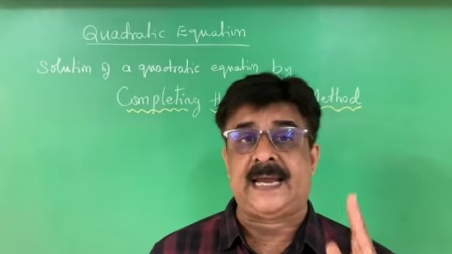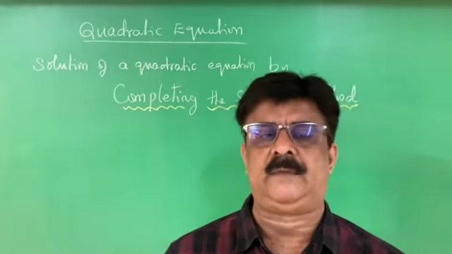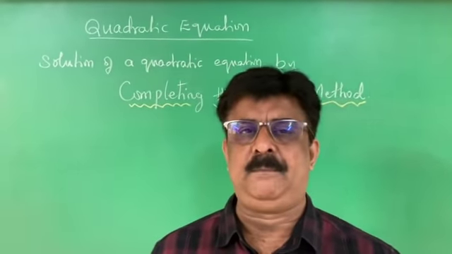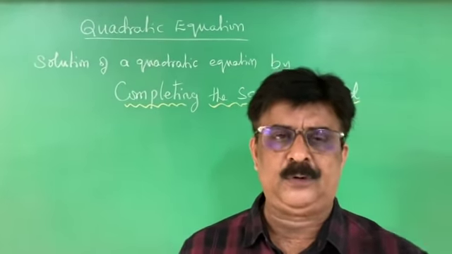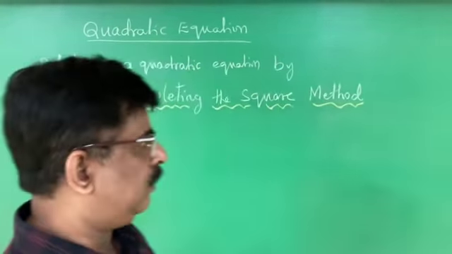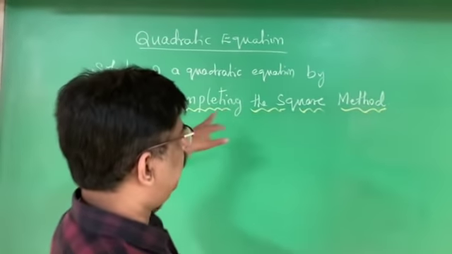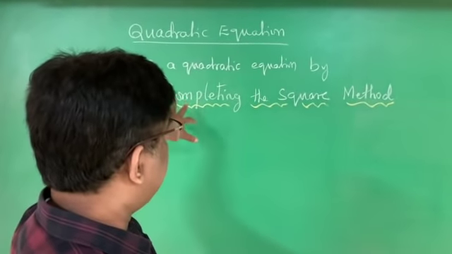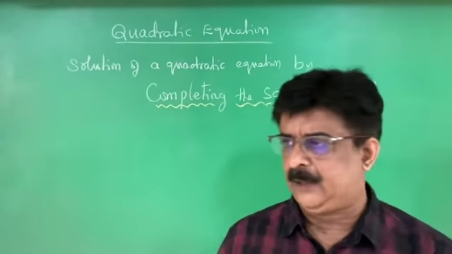Now we are in the second method of solving the quadratic equation. That method is called completing the square method. And it is completely based on the skill part. Now I am going to start that particular unit of this chapter called solving a quadratic equation by completing the square method.